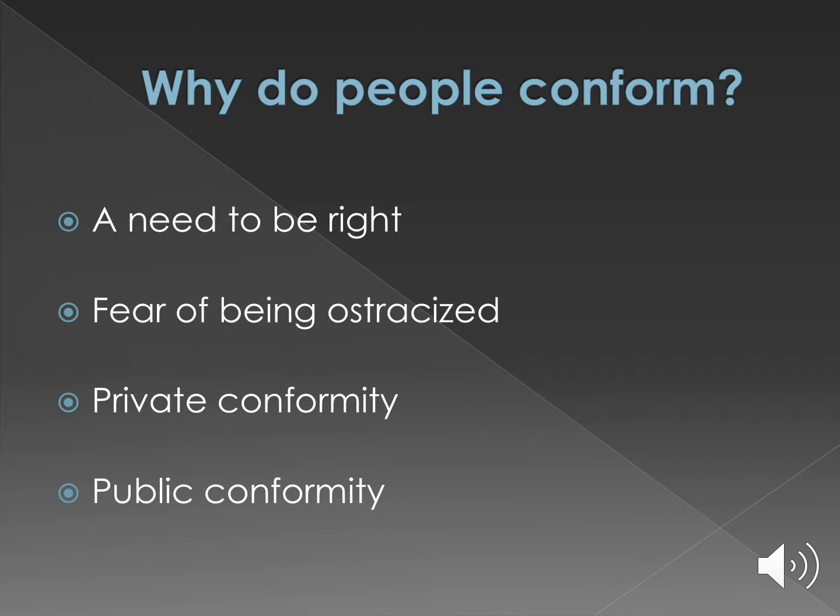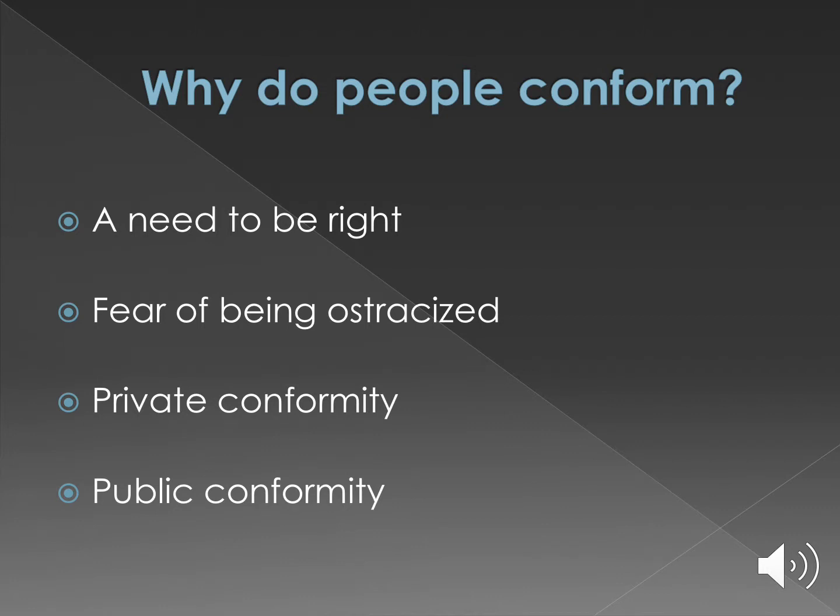Bullet number 2 says fear of being ostracized. Ostracized is being neglected, ignored, or excluded. This can happen if someone doesn't conform to the group. Normative influence leads people to conform because they fear the consequences of rejection. Kaysen and others tell us that our need to be included is so strong that rejection can inflict social pain that feels like physical pain.